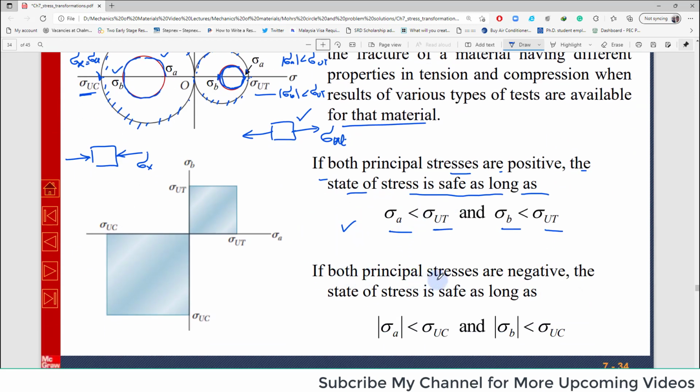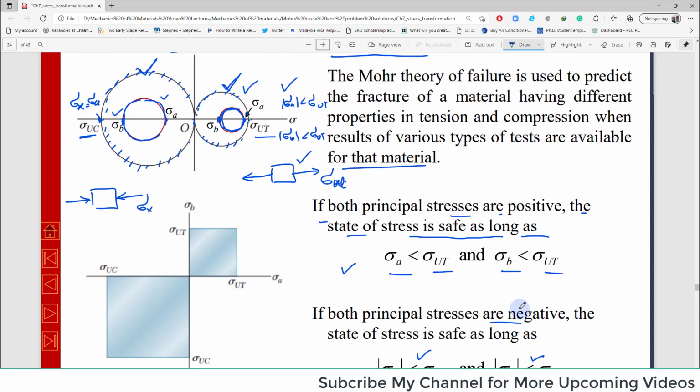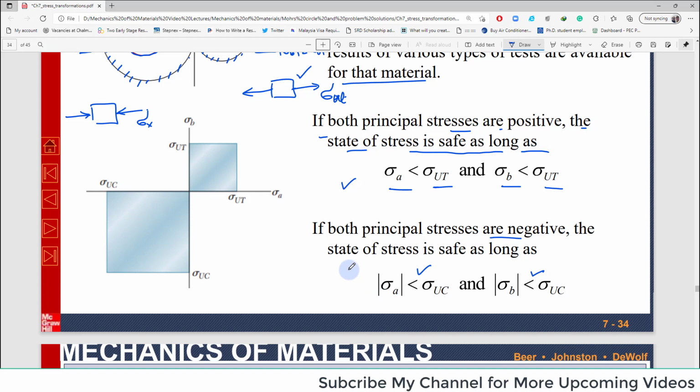If both stresses are negative, negative means they are under compression. So sigma A is negative and sigma B is negative. Again in this criterion, sigma A is less than sigma u and sigma B is less than sigma u. So this is the failure criterion for brittle material as discussed by Mohr theory.